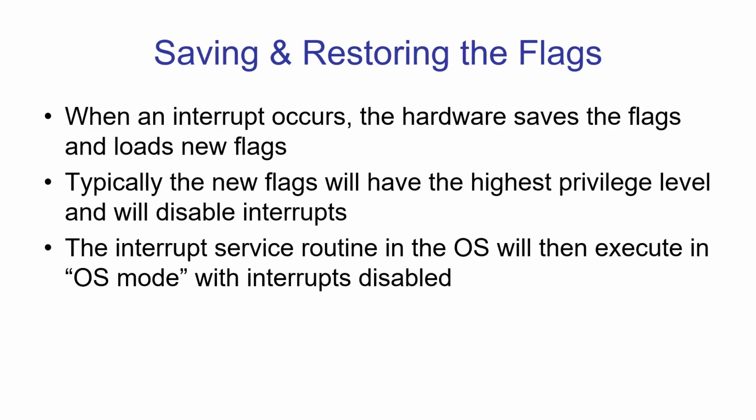As we mentioned, when the interrupt occurs, the hardware saves the registers and saves the flags and loads new flags. The new flags will have the privilege level set to operating system mode and will disable the interrupts. Of course, users run at the lowest privilege level and interrupts are enabled for user programs. So as we change the flags, that puts the program into operating system mode and disables the interrupts.